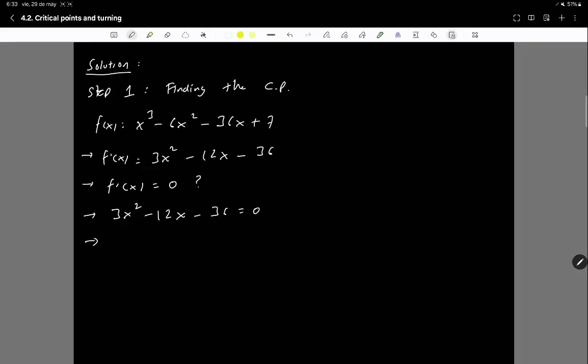So we have this equation. All the terms are divisible by 3. So let's simplify the equation. 3x squared over 3, that's x squared. Minus 12x over 3, that's minus 4x. And this over 3, that's going to be minus 12. It's the same equation. This and this are the same equation, but this is simpler to solve.